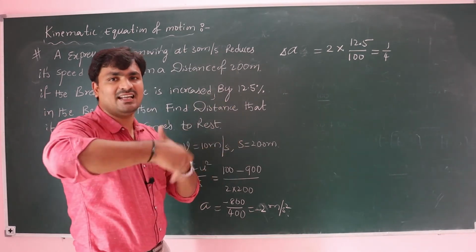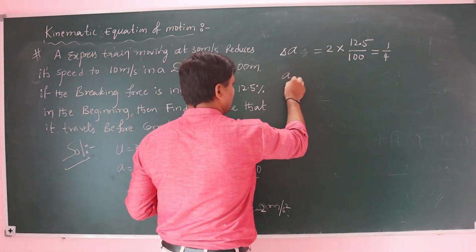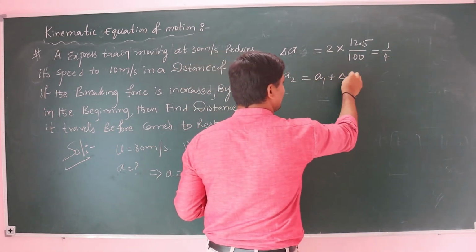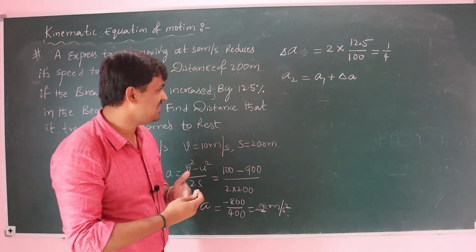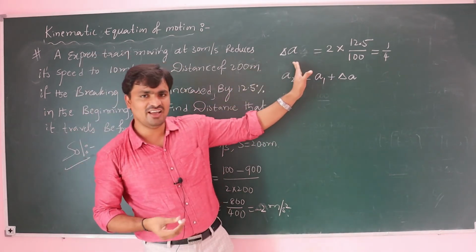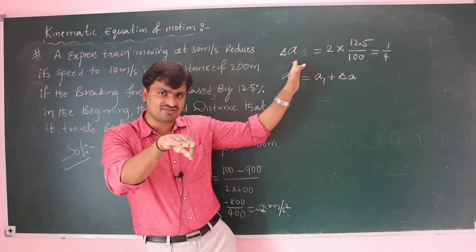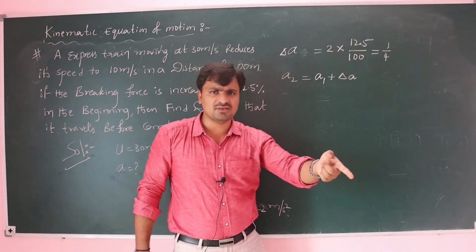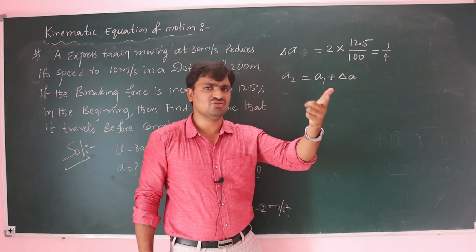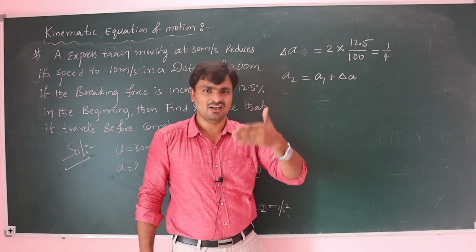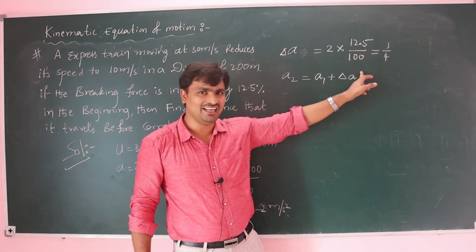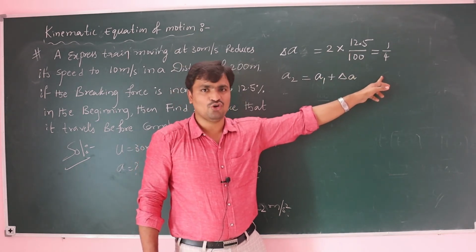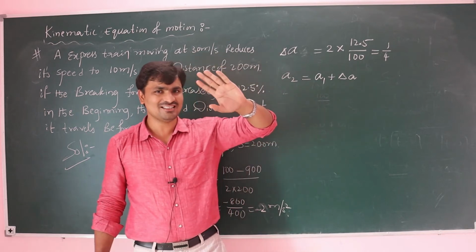Now what is the acceleration? The initial acceleration is a1 and the increase in acceleration is delta a. Are you getting this point? How much is the acceleration increased? By 12.5%, and 12.5% means 1 by 8. Think about it as 1 by 4. Try to get this point.